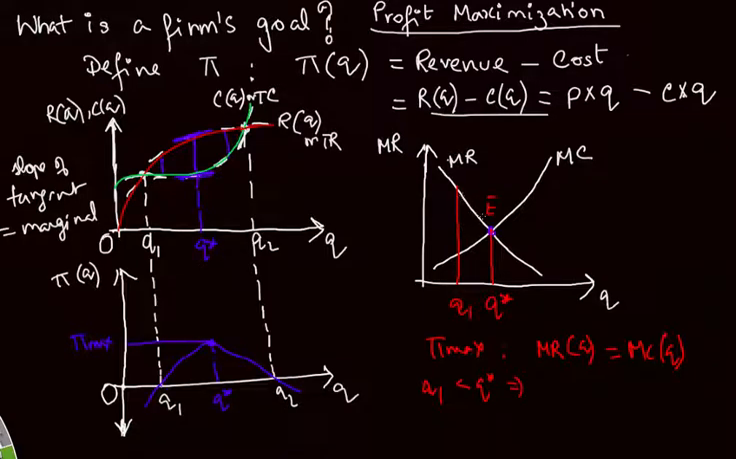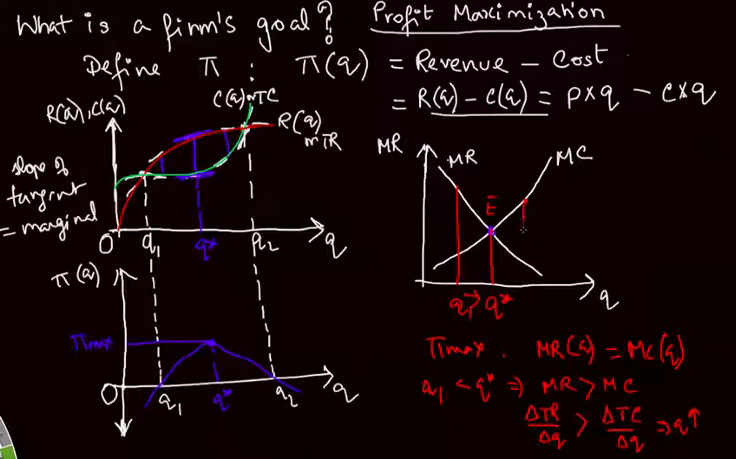Note that here marginal revenue for Q1 is greater than marginal cost. So what is marginal revenue? Marginal revenue is how much the farm can add to its total revenue if it increases output by 1 unit. And marginal cost is how much the farm adds to its total cost if it increases its output by 1 unit. Now if this is bigger than this, then it makes sense for the farm to increase its output because it will add more to its revenue than to its cost. So for any output below Q star, it makes sense for the farm to increase Q.